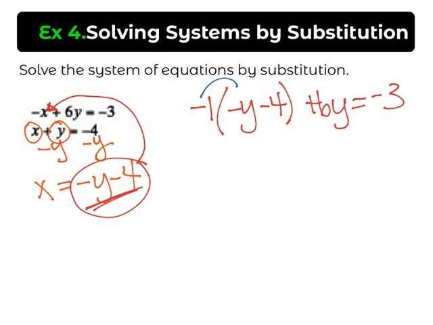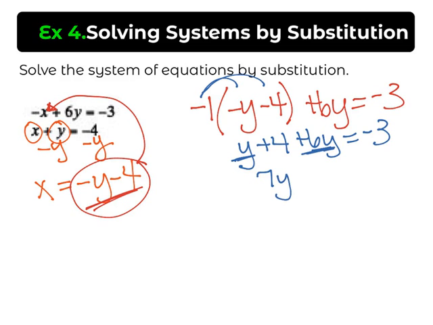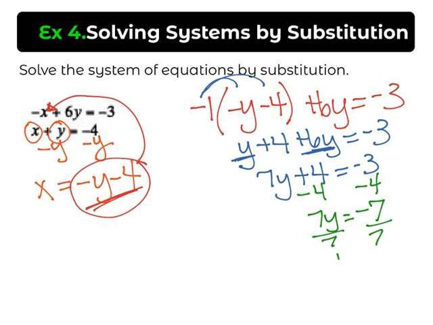Now we need to distribute that negative 1. So negative 1 times negative y is y. Negative 1 times negative 4 is positive 4. Okay. We need to combine our y's. So that gives us 7y plus 4 equals negative 3. Subtract the 4. 7y equals negative 7. Divide by 7. y equals negative 1. Okay, so that's half of our answer.